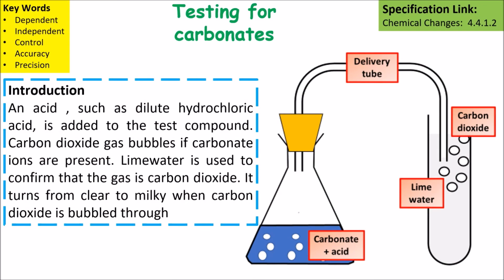An acid such as dilute hydrochloric acid is added to a test sample to test for carbon dioxide. Carbon dioxide gas bubbles are given off if a carbonate ion is present. Lime water can be used to confirm this, because when carbon dioxide passes through lime water, it turns from clear to milky white as solid calcium carbonate is formed.